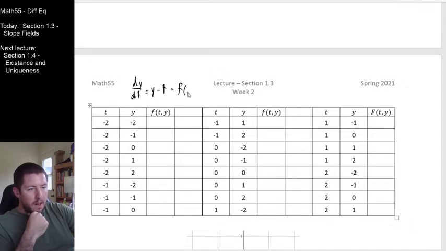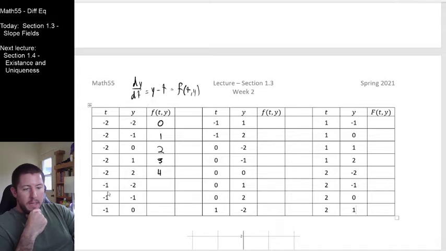And that's what I'm calling f of t, y. So this should be pretty easy. We're just doing y minus t. -2 minus -2 is going to be 0. -1 minus -2 is going to be 1. 0 minus -2 is 2. I can see my pattern here. I think that's going to be my first row of them.